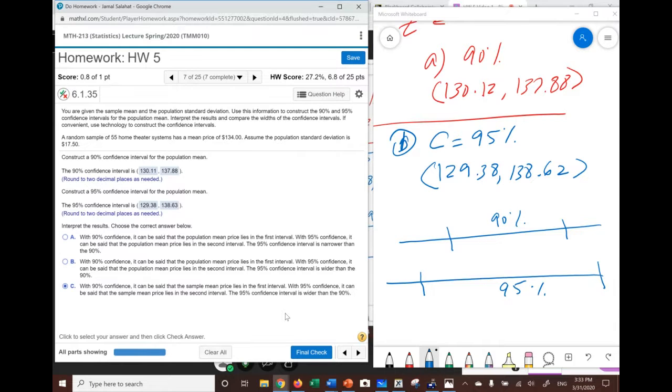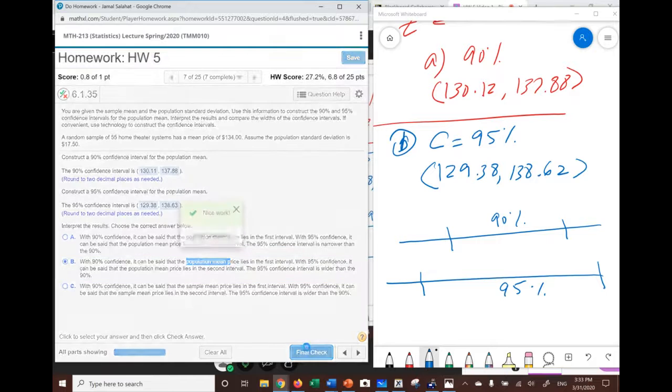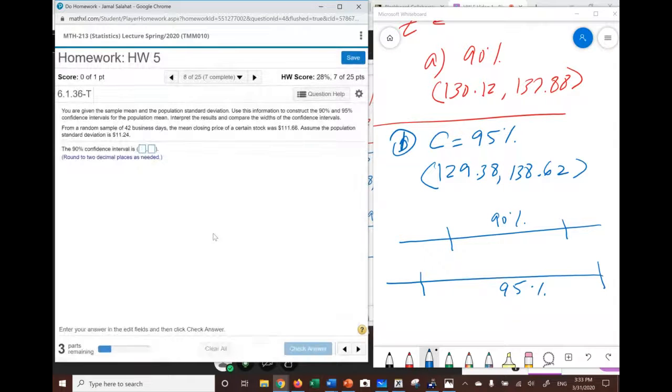But what is the difference between B and C? The difference is that in B we're talking about the population mean, and in C we're talking about the sample mean. Notice that the confidence interval is designed to capture the population mean, not the sample mean, because the sample mean is just a number. We don't need an interval for a sample mean, but we need an interval for the population mean to capture it. So the correct answer will be for the population mean and not the sample mean, so it's going to be part B. And if you check part B, it should give you the correct answer. So you have to be careful with that.